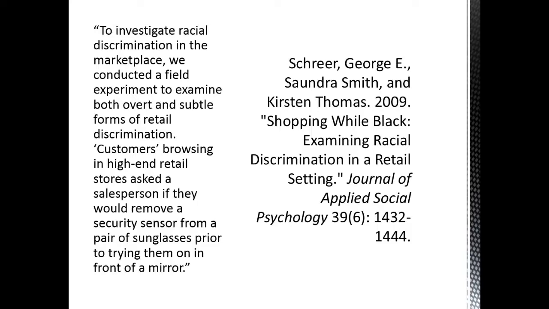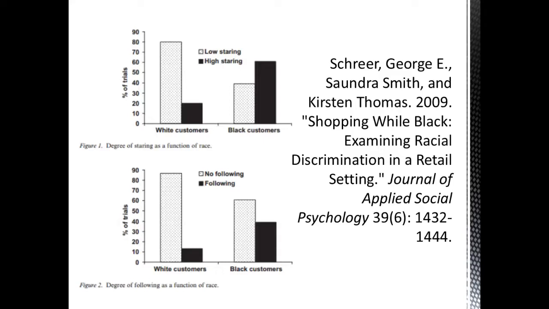To find evidence of discrimination, a field experiment and audit study was conducted in which customers were sent into a store and they brought up a pair of sunglasses to a salesperson, and they said, "Could you remove that security tag, please? These are high-end sunglasses, so that I could try them on in front of a mirror." And then they looked for subsequent behavior. And individuals were told to behave in the same manner. Some of them were of one race, some of them were of another race.